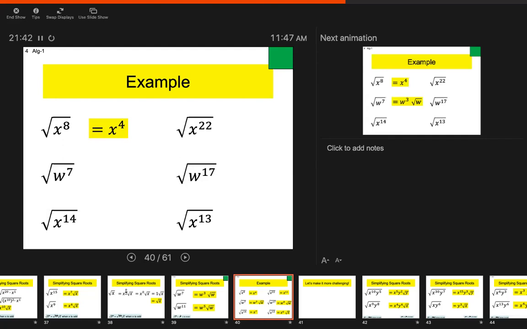All right, Haley, next one down, odd or even? Odd. So subtract 1, take half, what do you get? 3. Okay, so w to the 3rd with a w on the inside, always. Kaylee, bottom one, odd or even? That's even. Take half. 7. So x to the 7th. Yep, you got it. You're killing it.